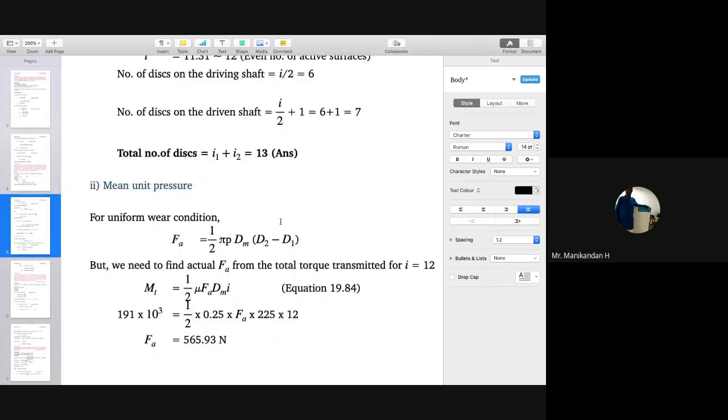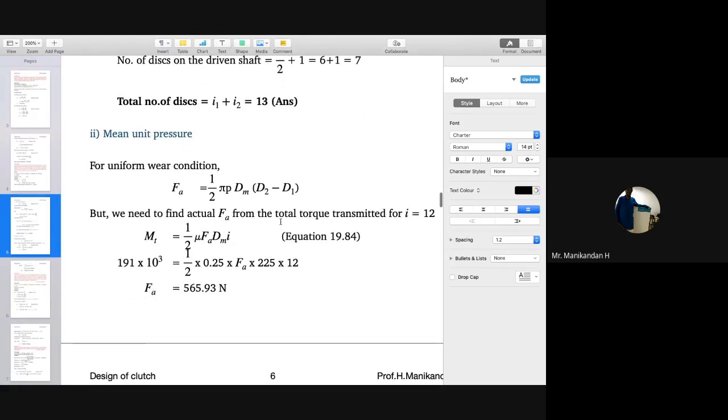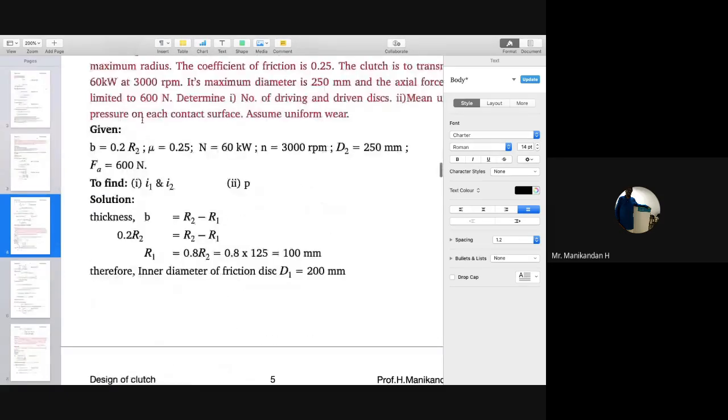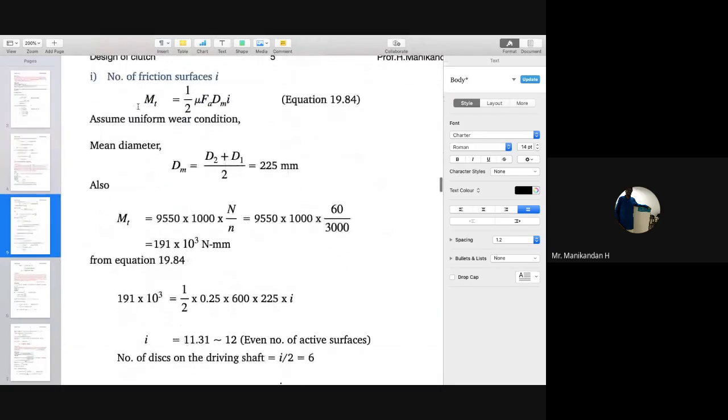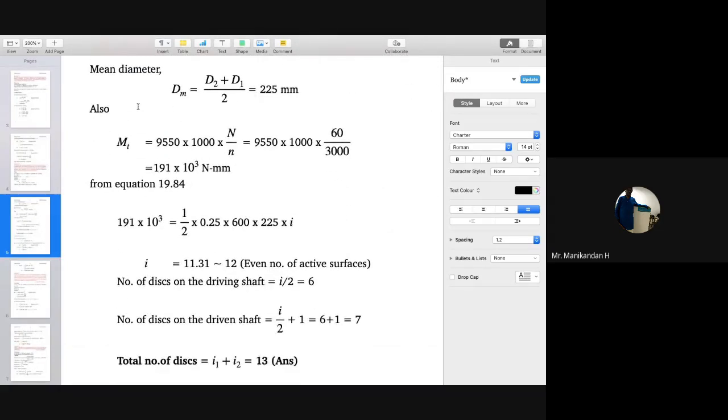Now number of discs we found out. Now find out the unit pressure. So from uniform wear condition, we have the axial force is equal to half pi p into dm into (d2 minus d1), right? So we need to find out the actual FA from the actual torque transmitted, right? So we will again go for the torque formula. Whatever is given as FA in the question is not the actual force. They have told the axial force is limited to that, it is not the design force, it is the allowable force. So we need to find out, at this number of discs, and for this value of torque, what is the actual axial force developed or axial force to be applied.